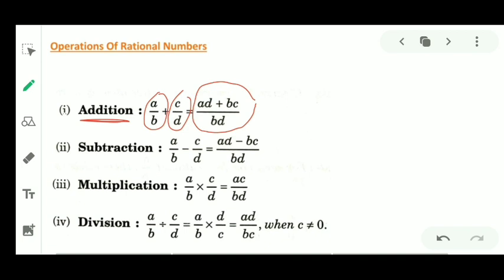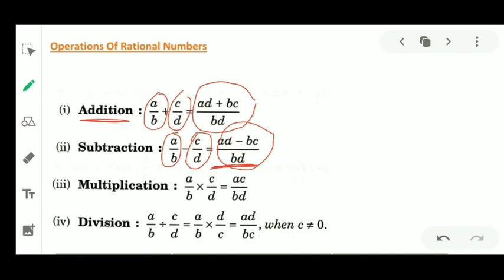Now subtraction. When we subtract C by D from A by B, we get AD minus BC by BD. So here A by B and C by D are two rational numbers, and when you subtract C by D from A by B, we also get a rational number. So the difference of two rational numbers is always a rational number.